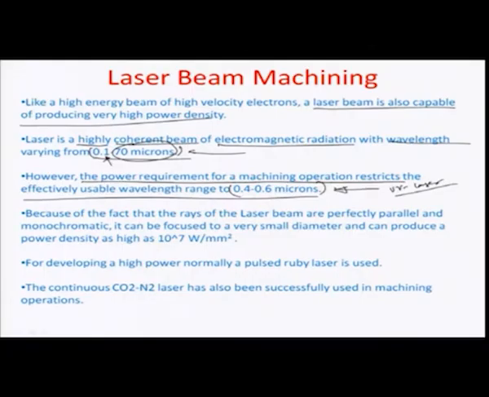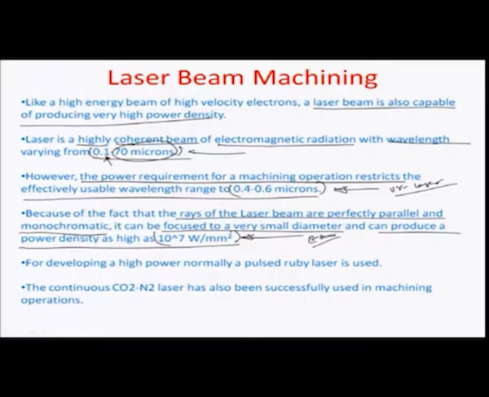And because the rays of a laser beam are perfectly parallel and monochromatic in nature, they can be focused to a very small diameter and can produce a power density as high as about 10 to the power of 7 watts per millimeter square. You can compare this with the e-beam process which had been discussed before and see that it is actually quite comparable to the power densities that are achieved by the electron beam.